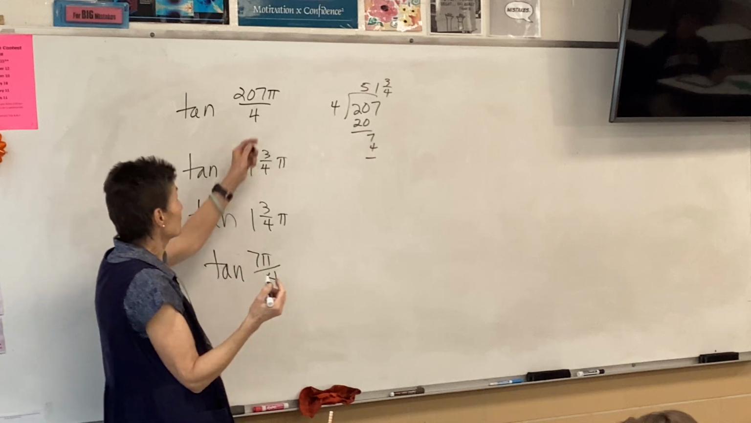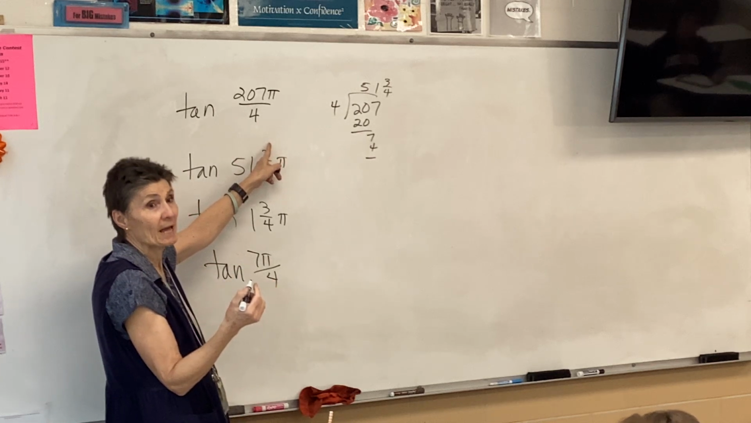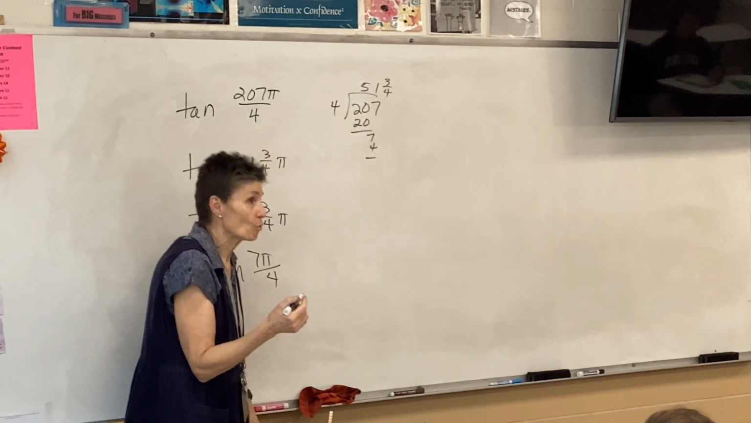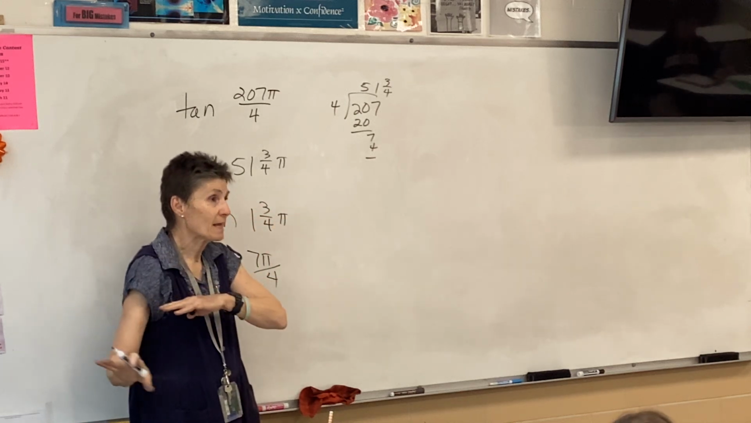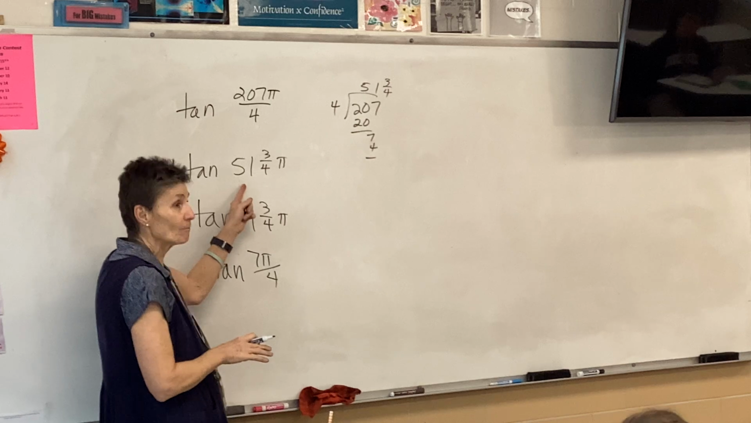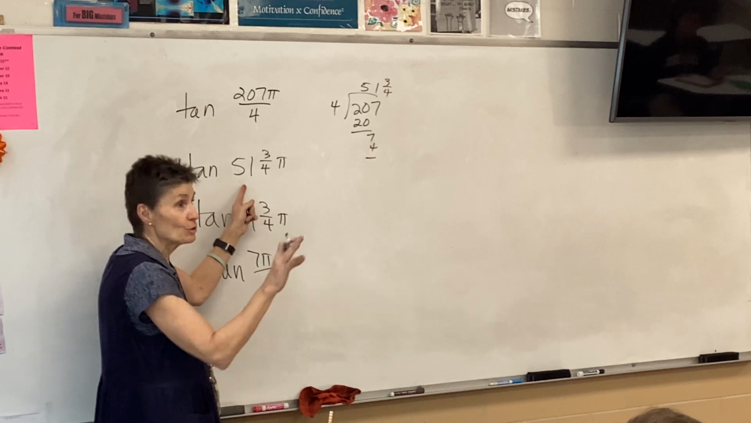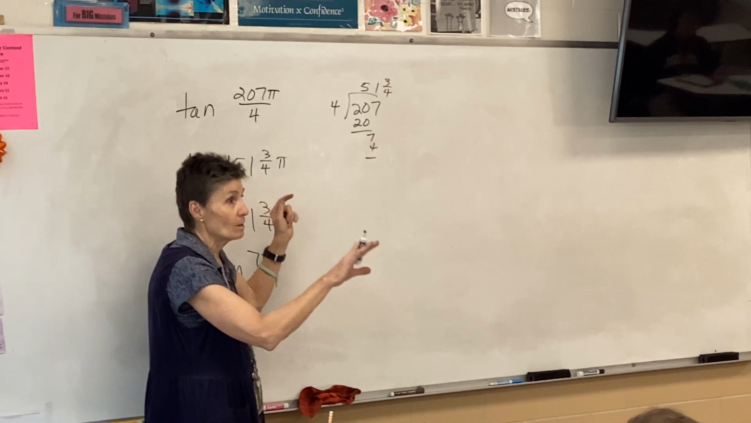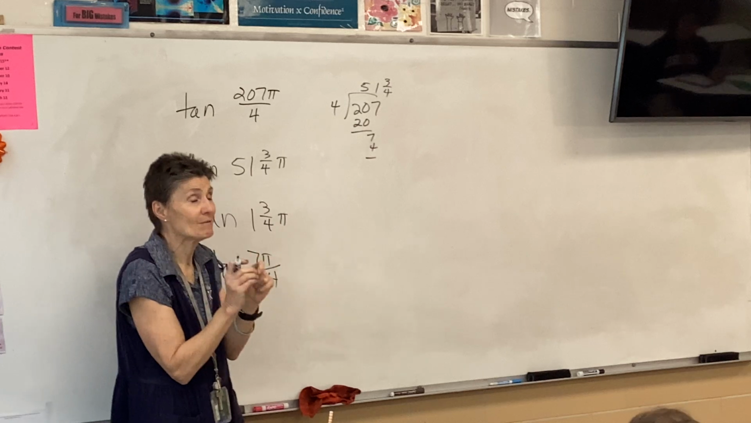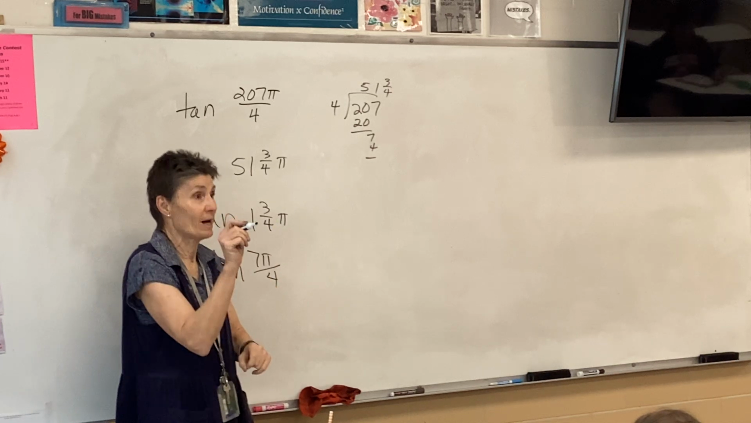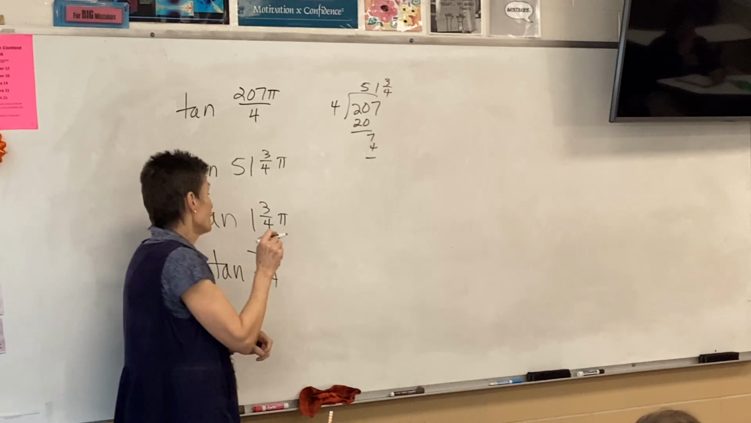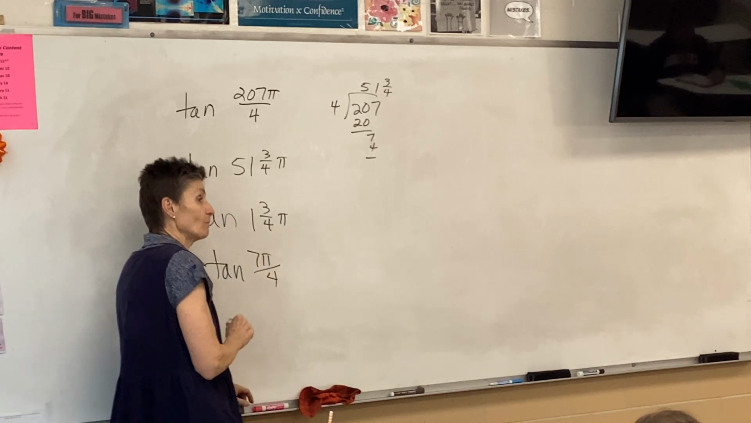So first thing we did was recognize that is a big, big angle. If you were going to draw that angle, you would just spin. So let's get all that spinning out. So I took out 50. Now, don't take out 51. Why do we have to take out an even number? Because a spin is 2 pi, right? Now, tell me about 7 pi over 4.